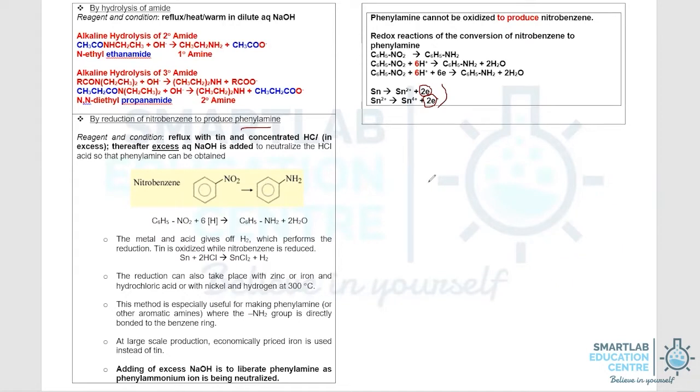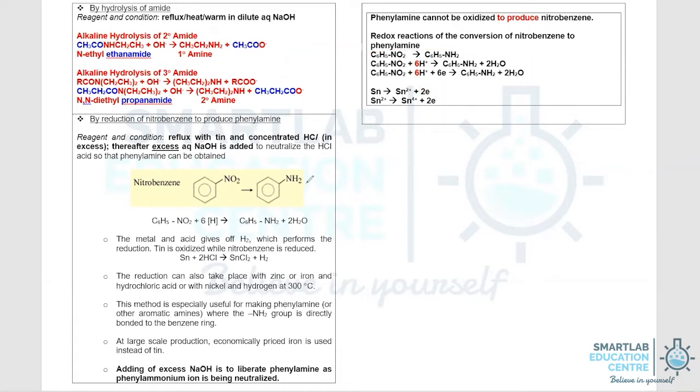This is relative to iron or zinc, because in the case of zinc, at most every 1 mole of zinc can only release 2 moles of electrons, while 1 mole of iron can at best only release 3 moles of electrons. So the half equations for nitrobenzene being reduced to form phenylamine are indicated here. By adding up these half equations, you are able to derive the full equation when tin reduces nitrobenzene to form phenylamine, with the byproduct being Sn4+.